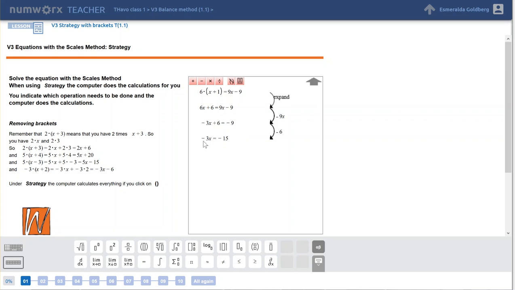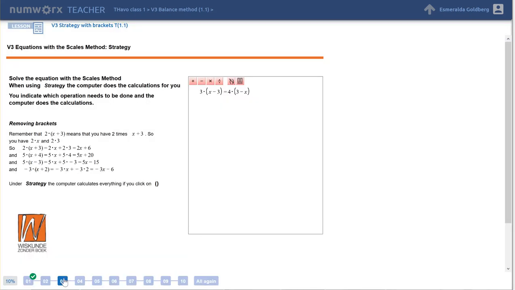When you have the x's on the left-hand side and the regular numbers on the right-hand side, the last step is always to divide by whatever you have in front of x. So in this case, we have to divide both sides by minus 3. So we press the divide by button and we type in minus 3, and it will give the solution: x is 5 for this equation. Moving on to exercise 3.